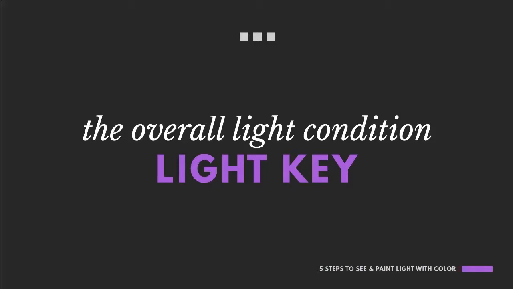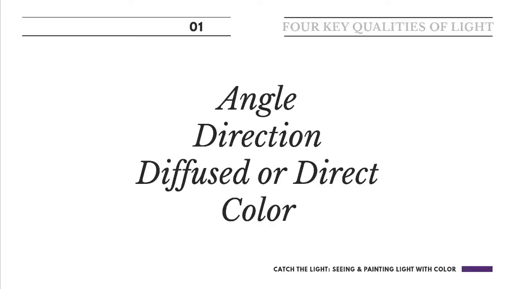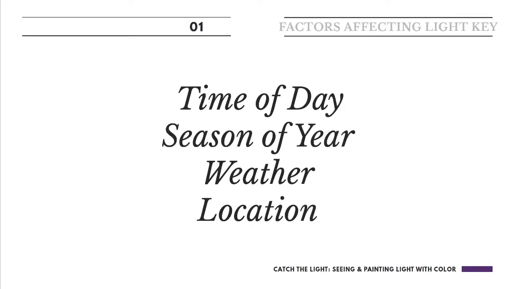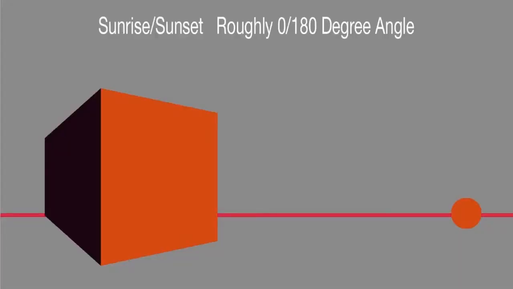So the overall light condition, the light key, is determined by the angle of the light, just a quick reminder, the direction of the light, whether it's diffused or direct, and the color of the light. And at this time of day, we're going to see some special things happen to those. It's also going to be affected by the time of day, the season of the year, the weather, and the location. We're focusing on a particular quality that happens at a particular time of day.